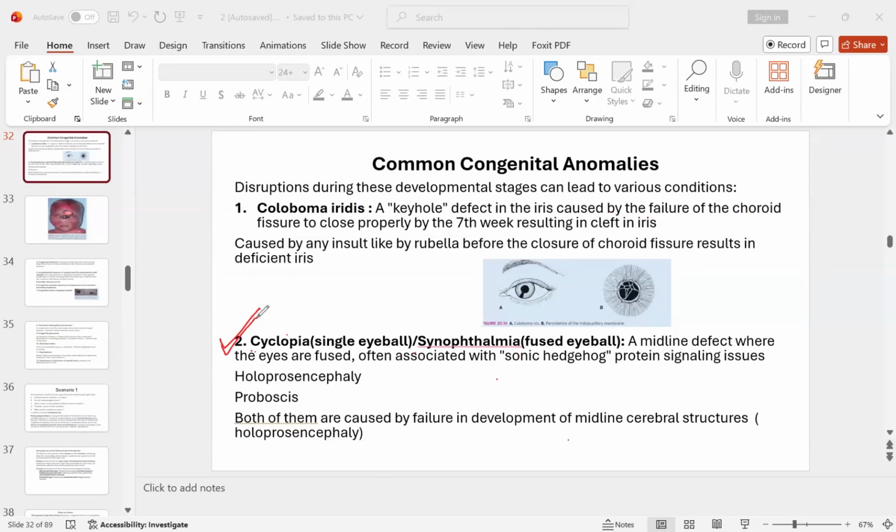So let's now move to Cyclopia. Cyclopia means single eyeball, which means that only one eyeball is present, either the right one or the left one.